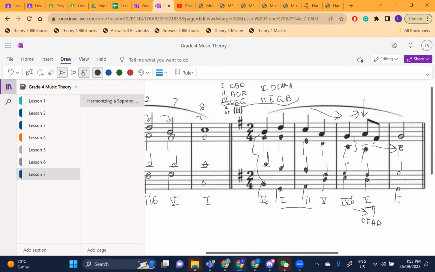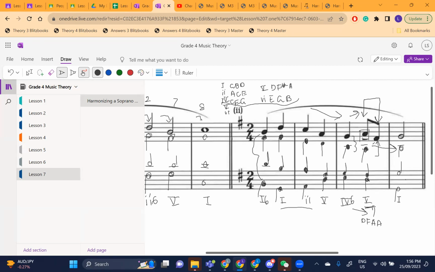Here's another way to do this. Instead of treating that as the main note, we can treat this as the main note of the cadence. We call that accented passing notes, and that means that we form the cadence based on that note.